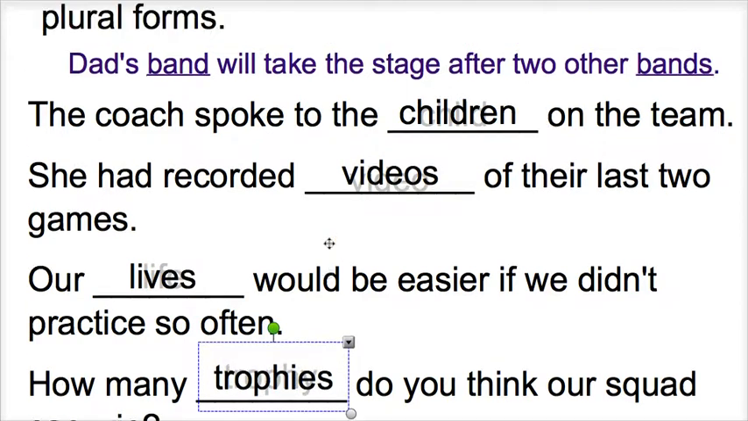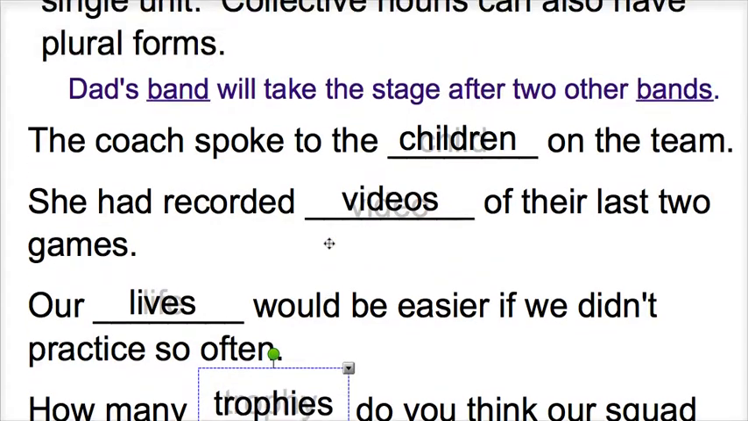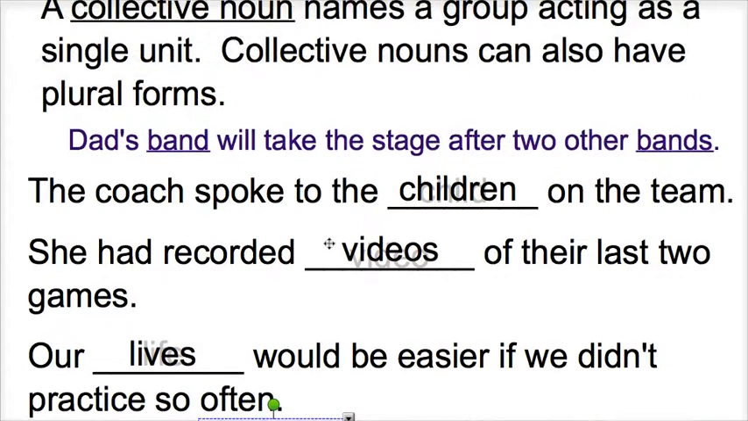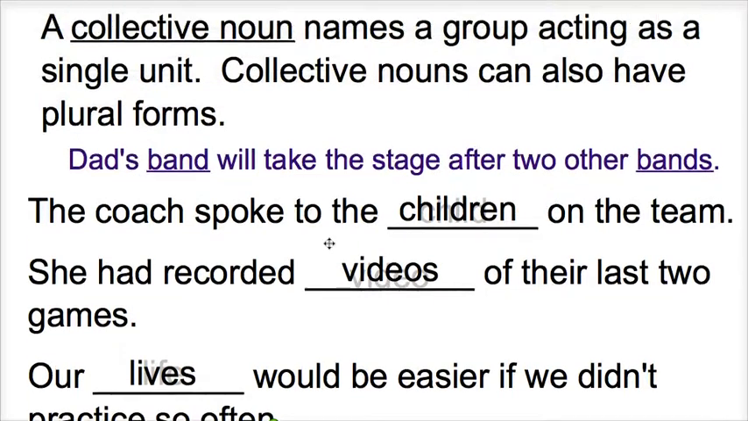Tomorrow in class, we're going to look again at using plural forms correctly. We're going to identify nouns as singular or plural. We're going to spell plural forms correctly. And we're going to also look at these special type of nouns called collective nouns, which really name more than one person, place, or thing, but as a single unit.